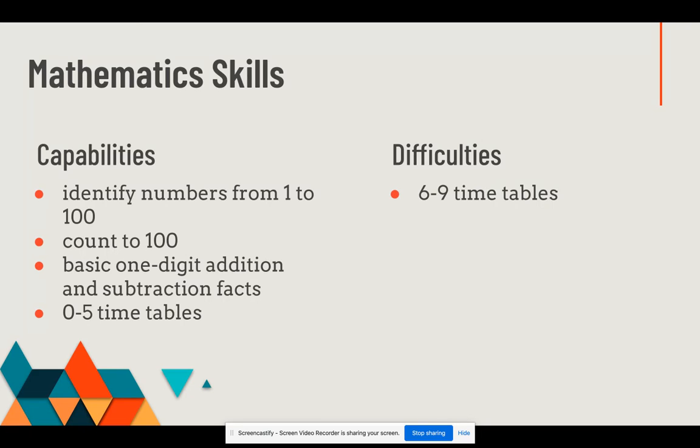So let's look at his mathematics skills. He is able to identify and count numbers from 1 to 100. He can also solve basic one-digit addition and subtraction facts. He also knows the 0 to 5 timetables, but he has difficulty with the 6 to 9 timetables.